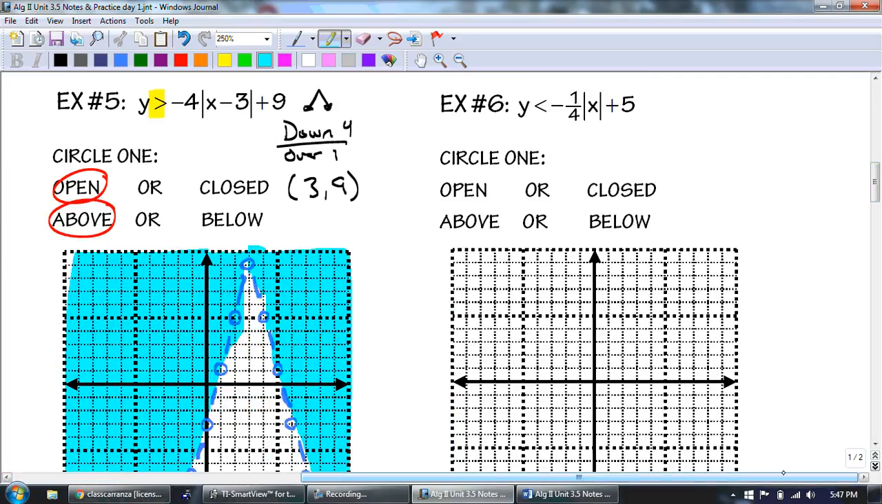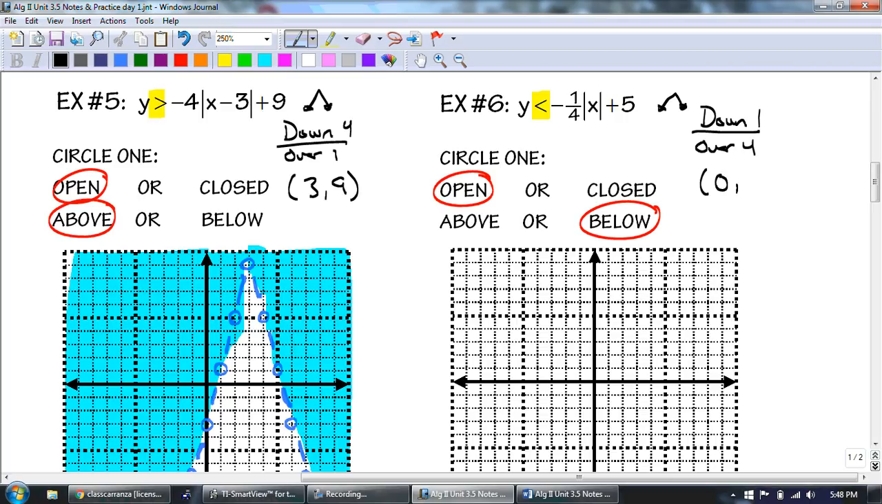Okay. It's just we got to remember all those rules. Okay? Look at the inequality. It's going to be what? Less than. So, okay. Open. Less than means below. The negative sign means that there's a reflection, so it's going to be pointing down. Let's see, the 1/4 means that we're now going to be going down 1 over 4. And then we're starting at 0, 5.